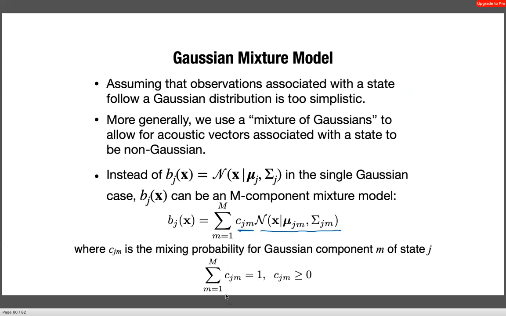And so the summation over all m of c_jm should be 1, and each c_jm will be greater than or equal to 0 because it's a probability. Okay, so now you have these additional mixing probabilities as well, along with the means and covariance matrices associated with each mixture component.